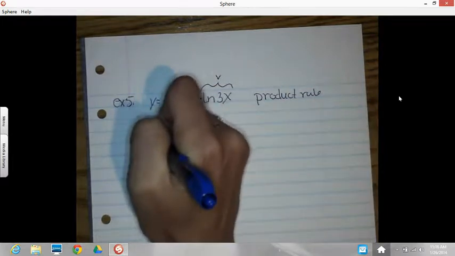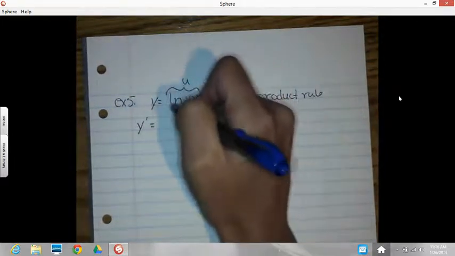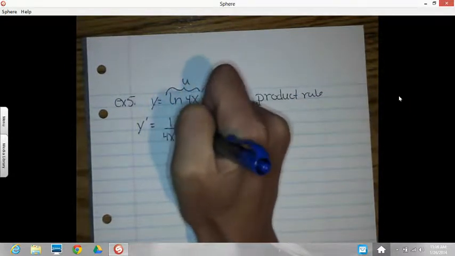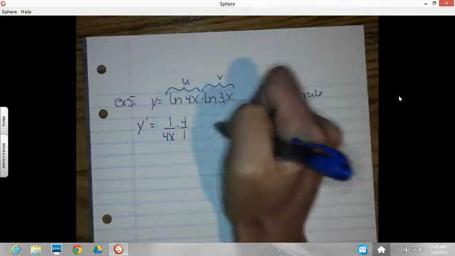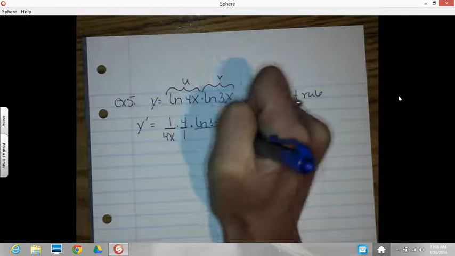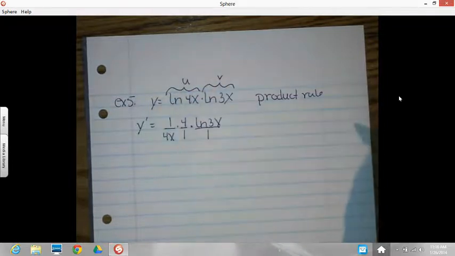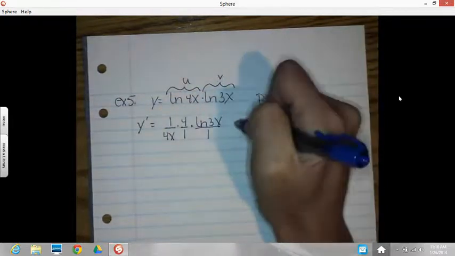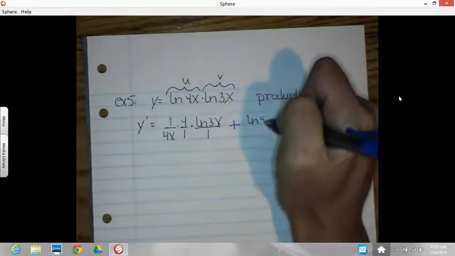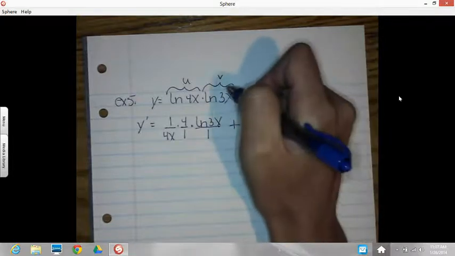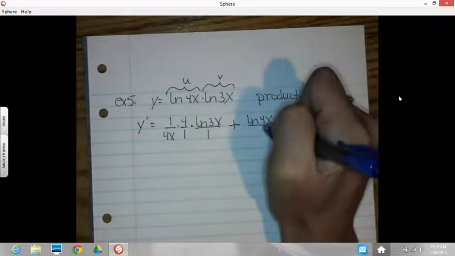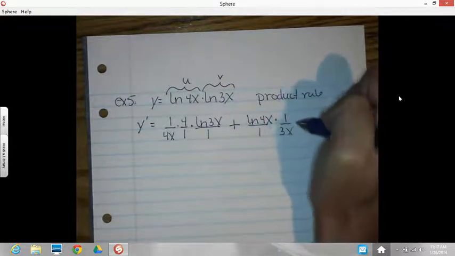So y prime, derivative here is 1 over 4x times 4, times the second one. And keep everything in fraction form so I know what my numerator and my denominator are. Plus, keep natural log of 4x times the derivative here. That's going to be 1 over 3x. So I'll put a 1 under here. Times the derivative of this, which is a 3.